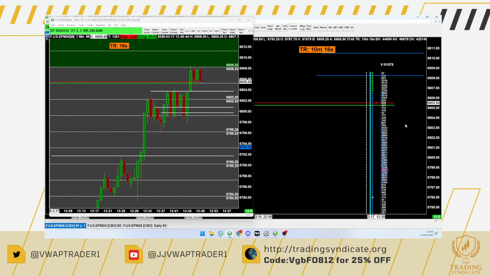6808 is working. Now let's see if we can get down to 4. Can we print the 4s? Can we transact at 4, 4.25, 4.5? Not just yet. Still taking some time. Here we go. We're going to try it again.